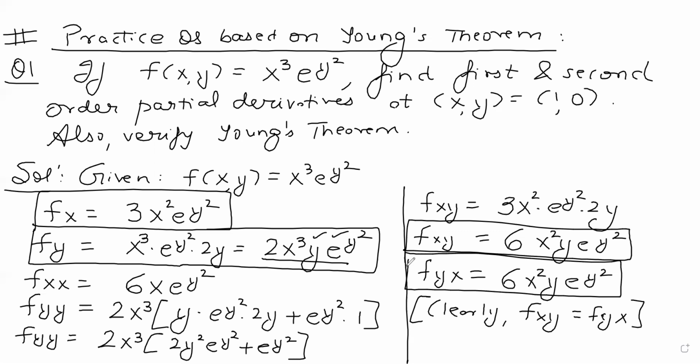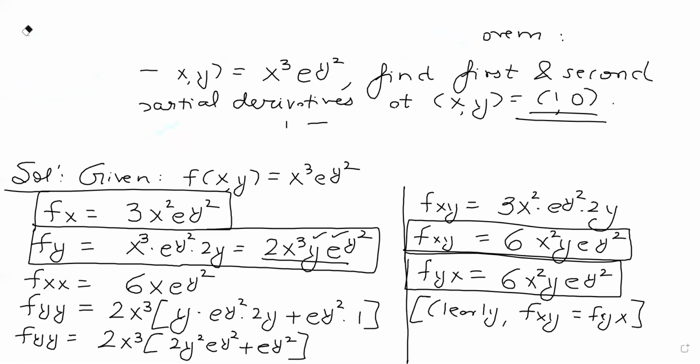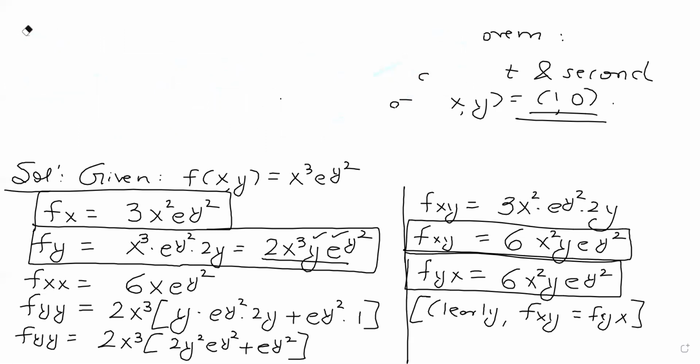Now all I have to do is to evaluate all these derivatives at 1 comma 0. So we can quickly do that. For that I am erasing the initial part now. I am even erasing the question. Just put 1 comma 0 in all these derivatives, you get the required answer.